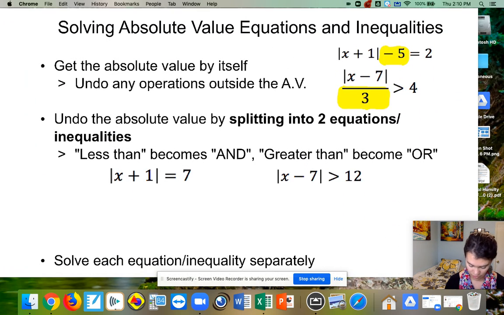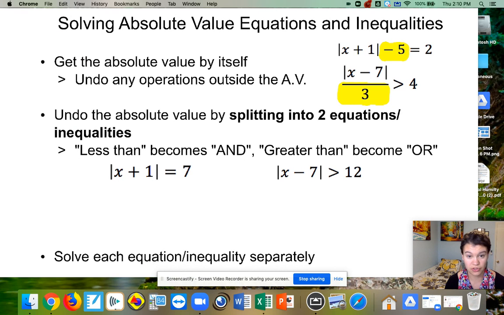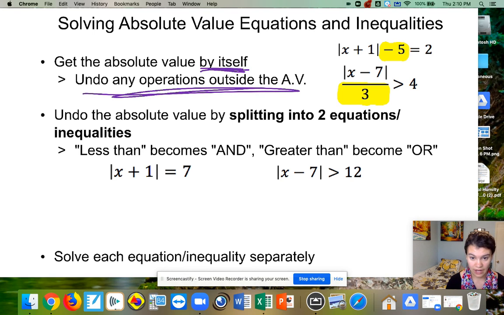Here's a quick summary of what you need to do. So when you're solving absolute value equations and inequalities, you have to get the absolute value all by itself first. So undo everything outside the absolute value and then start to solve. Then you break it up into two equations. The less than becomes an and, the greater than becomes an or. Solve those two separately, and those are your answers. And that's it.